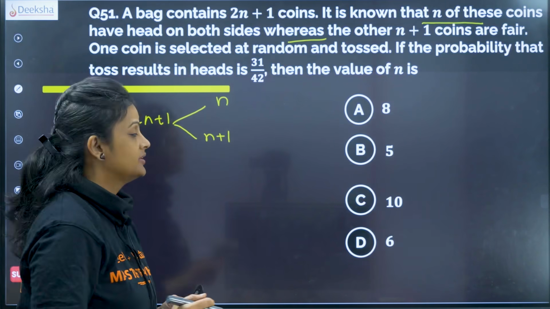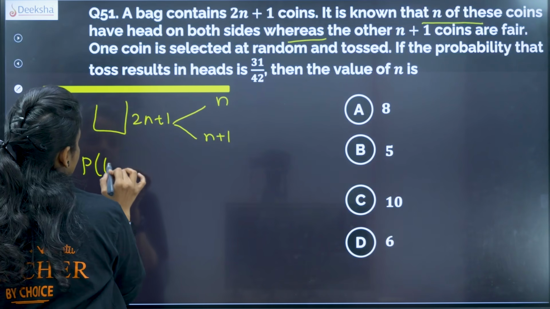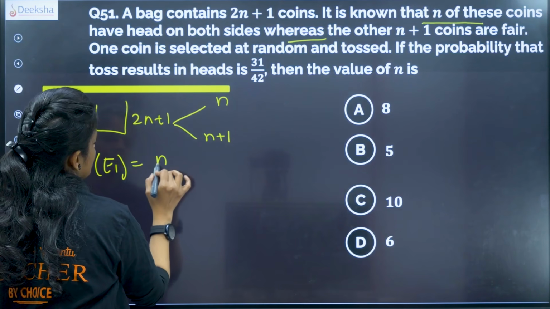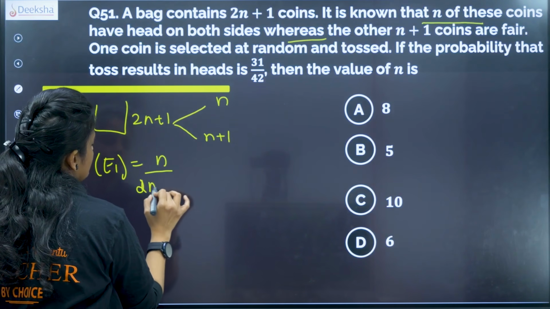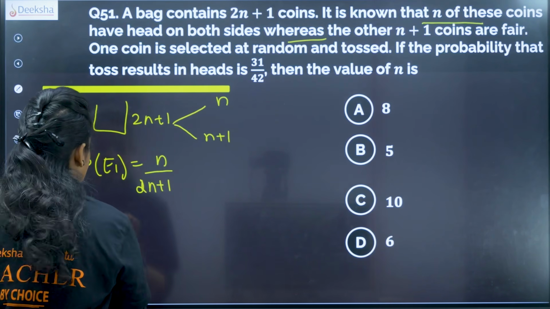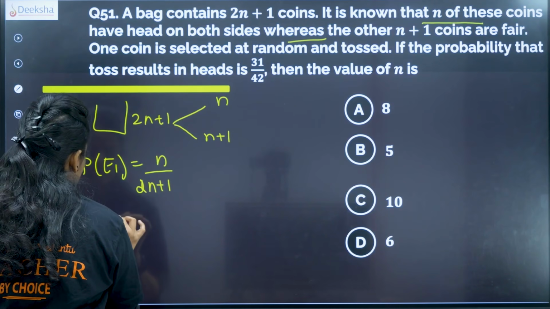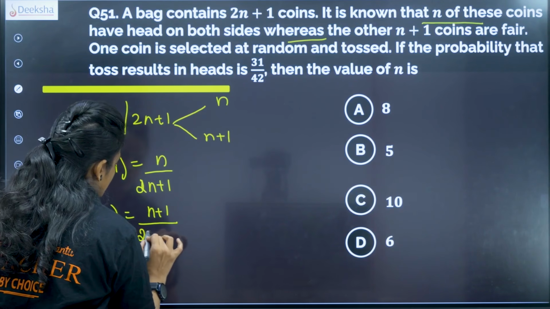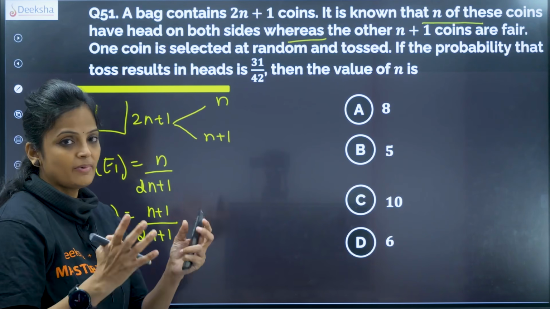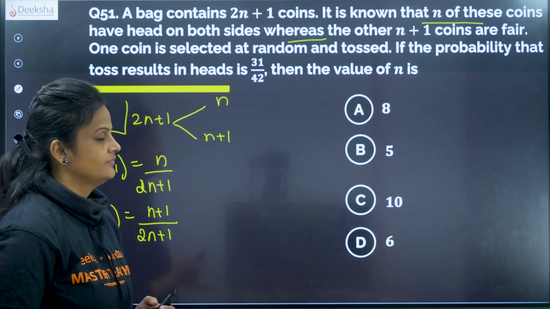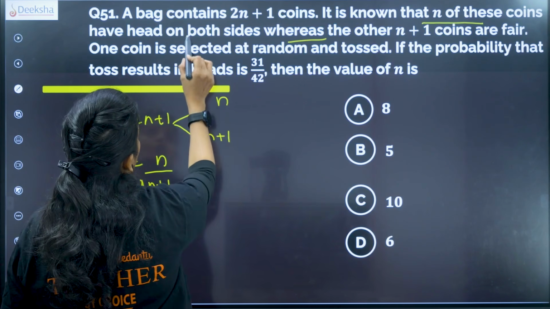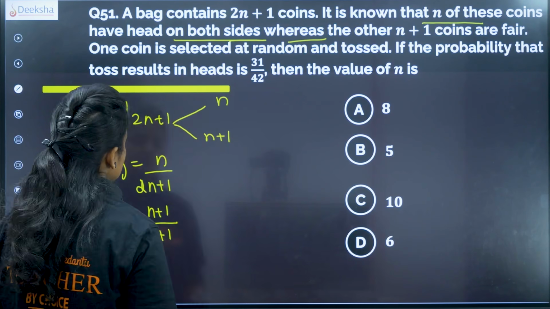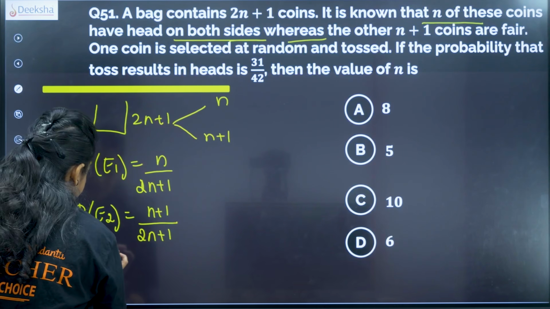So what is the probability then? The first event will have the probability of n divided by 2n plus 1. The second event, P of E2, will be n plus 1 divided by the total, because the total number of coins in the bag is only 2n plus 1. Now, when we have both sides head, what is the probability of that?